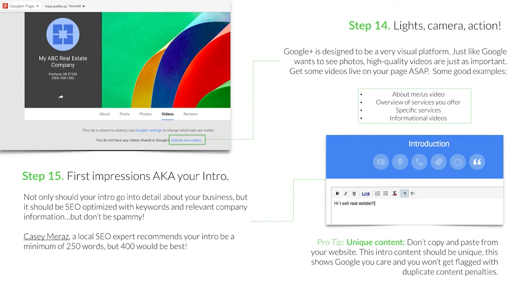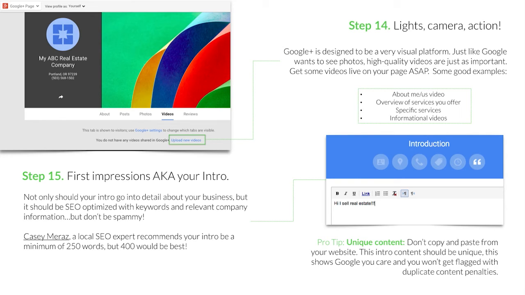All right, step 14, lights, camera, action. Google, again, is a very visual platform, so Google likes to see high quality videos when you can get them up. A lot of companies already have these on their website, so go ahead and just upload that same video to your Google Plus page. And if you have your YouTube account linked to your Google Plus, they'll show up on both. So you kind of get the best of both worlds. So I'd recommend doing that. Get some videos up on your page. Those could be about us videos, service videos. It could be an overview of your team, anything that's relevant to your company. Videos are really excellent right now for ranking in local SEO.